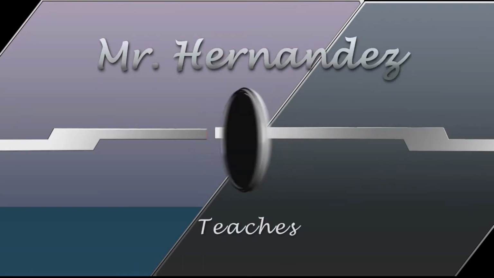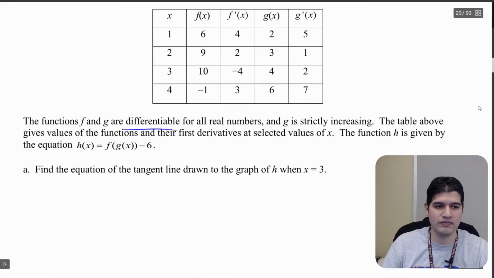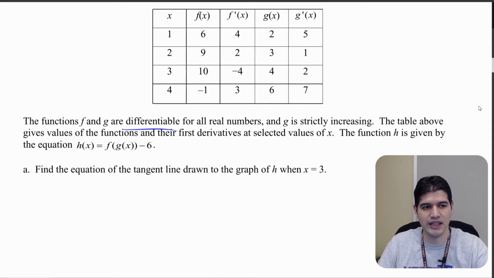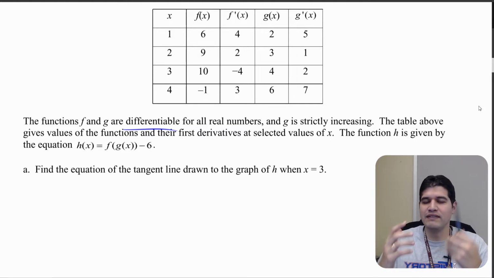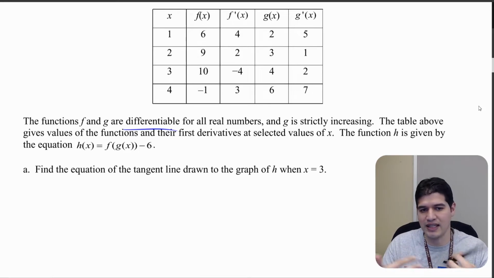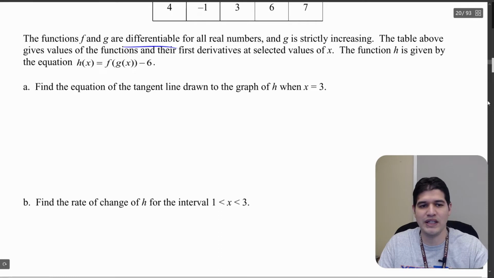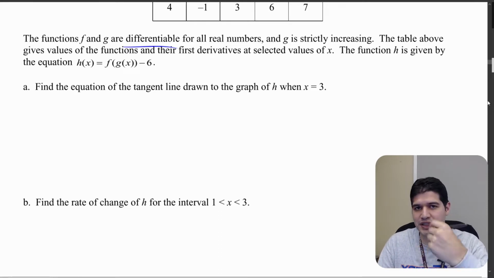So I've got my table here, and we know that f and g are differentiable for all real values. g is also strictly increasing, so it's always going up, up, up. The table above gives those values at x equals 1, 2, 3, and 4, and we have a function h, which is f of g of x minus 6. We want to find the equation of the tangent line drawn to the graph of h when x equals 3. So let's think about the things that we need whenever we need a tangent line equation.